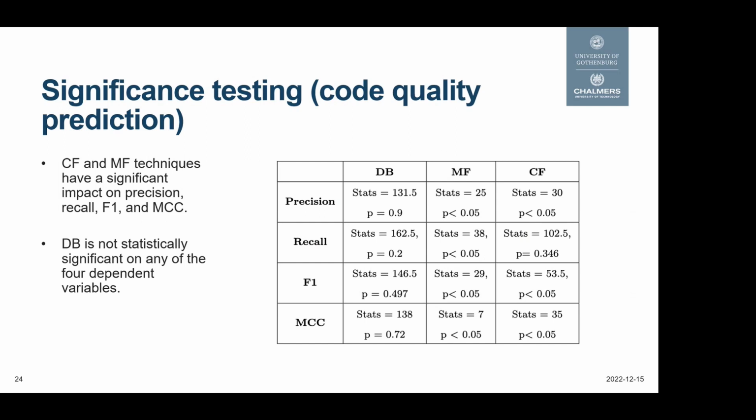And if we look at the Mann-Whitney test results, we also see that CF and MF have significant impacts on precision, recall, F1 and MCC, and DB is not statistically significant at all with respect to those 4 variables.